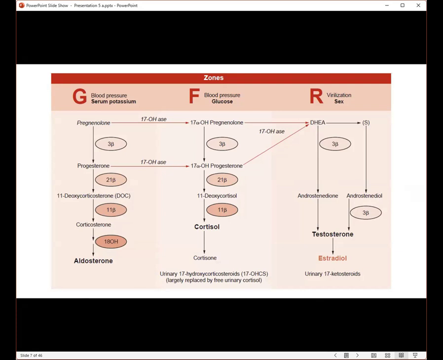Our cortex has 3 zones, and each zone has different products. For the G zone, we have aldosterone production. For the F zone, we have cortisol production. For the R zone, it's the sex hormones such as estradiol. The G zone participates in maintaining blood pressure and serum potassium. The F zone also participates in blood pressure maintenance and also glucose. And the R zone is for virilization, or the sex hormones.